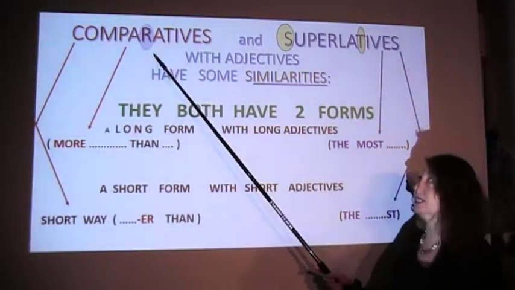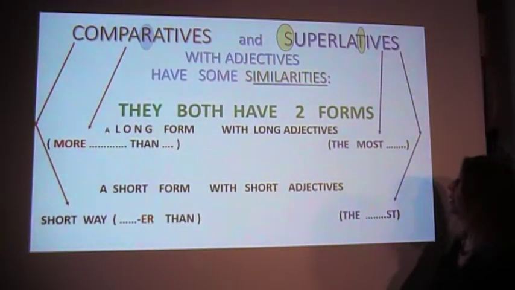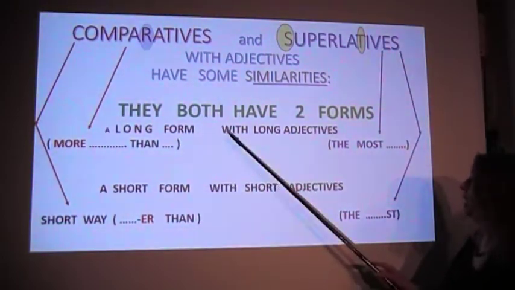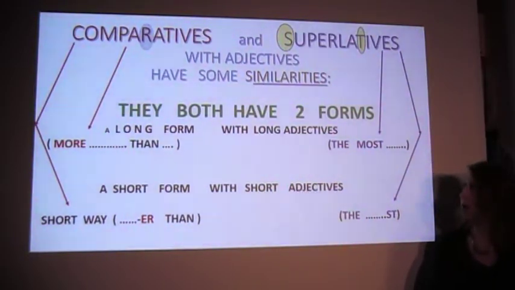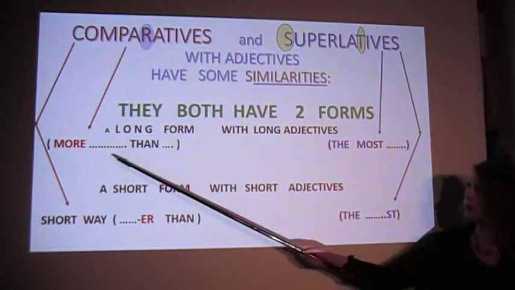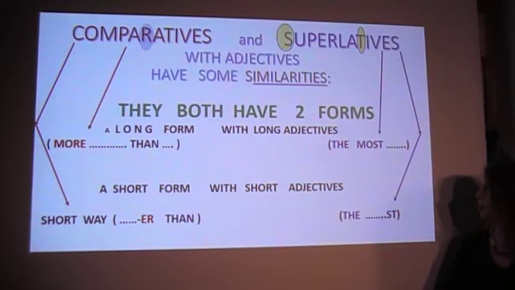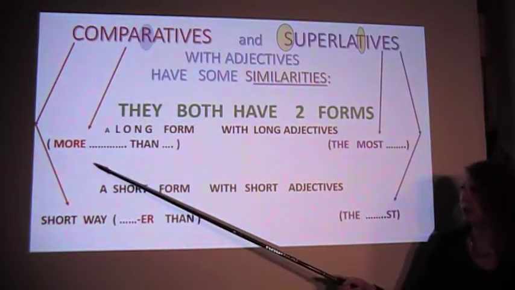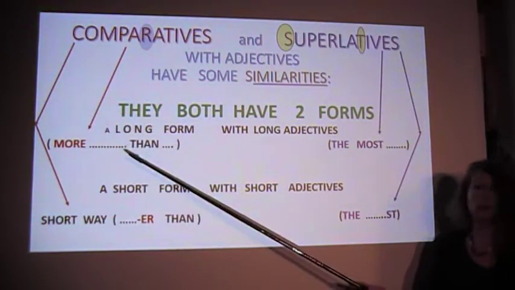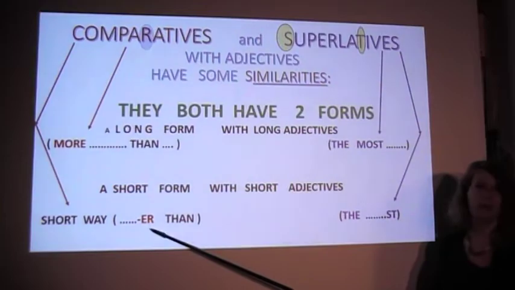Comparatives of majority and superlatives have some similarity. In fact, they both have two forms, a long form and a short form. And we use the long form with long adjectives and the short form with short adjectives. For the comparative, we use more than for the long adjectives, and for short adjectives we add the suffix er.